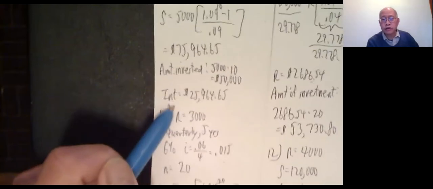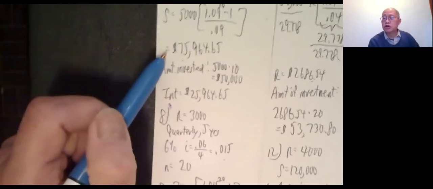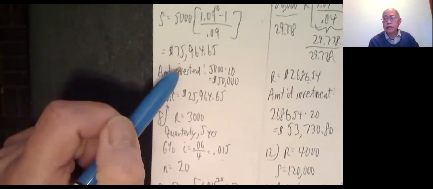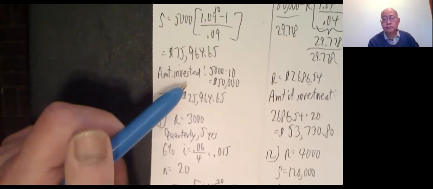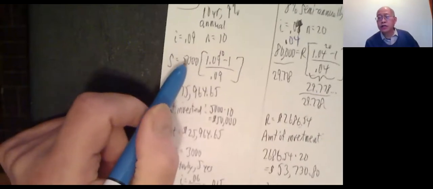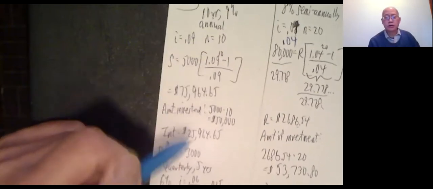And so again, how do you find the interest? It's the difference between the new balance and the old balance, right? What's the worth right now minus how much did I invest? Okay, so that was annual interest, which is fairly straightforward. Now let's do a different compounding period, right?